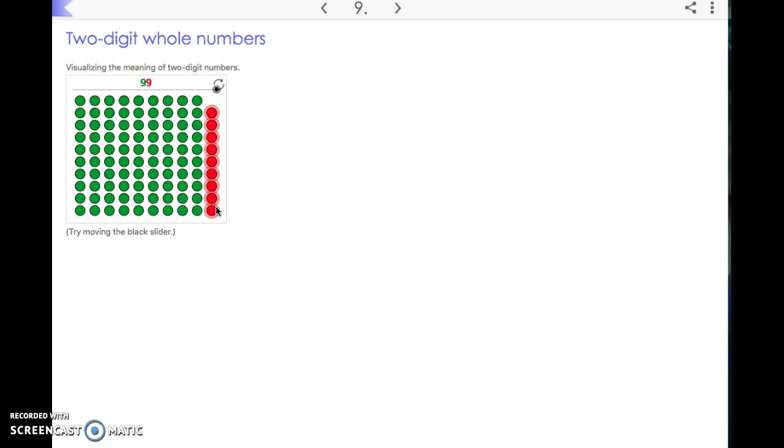So being able to visualize the meaning of 2-digit numbers relies on how you know your base 10 system. So remember that we have rods for 10s and the little cubes for 1s, but we can also use different colored objects. Like in this example, we had the red and the green, where the green was the 10s and the red were the 1s.